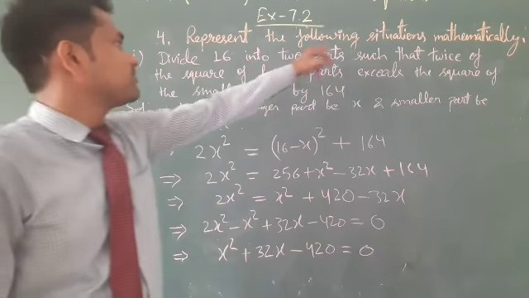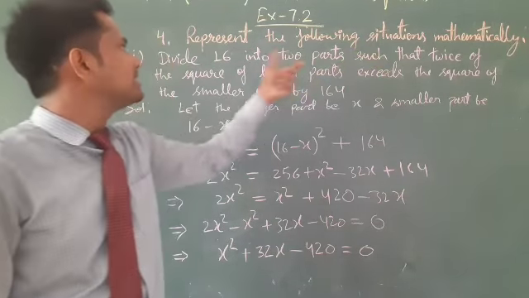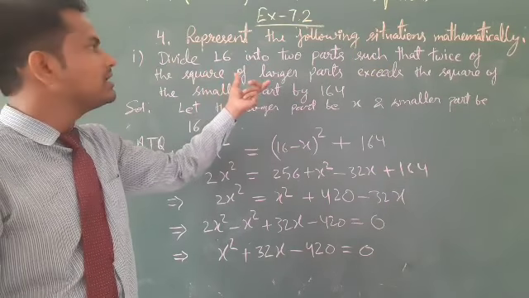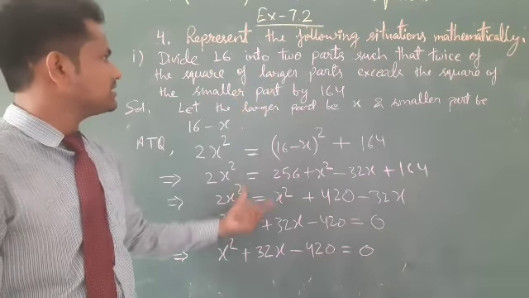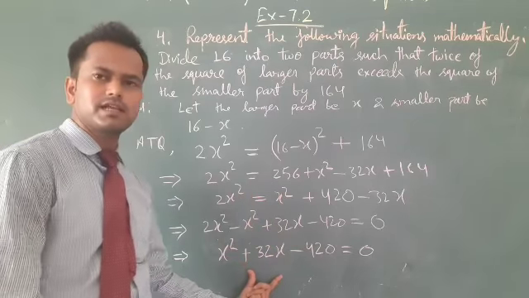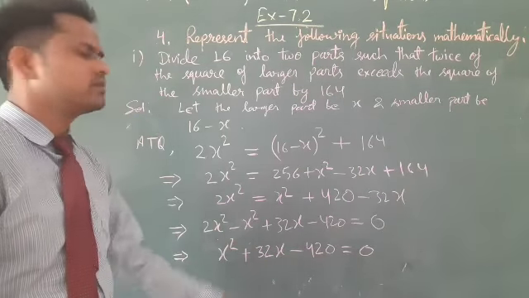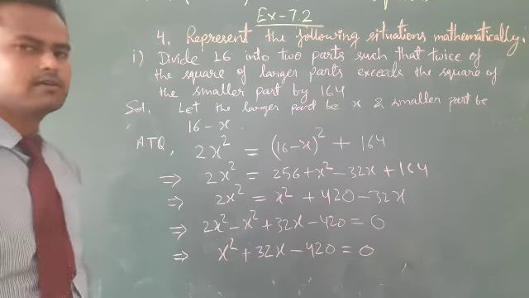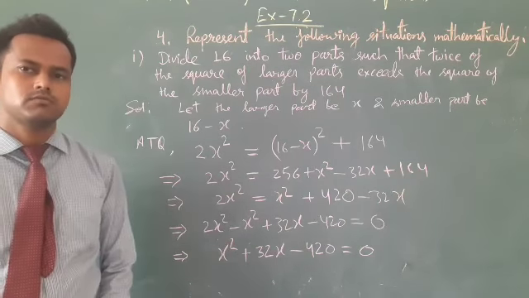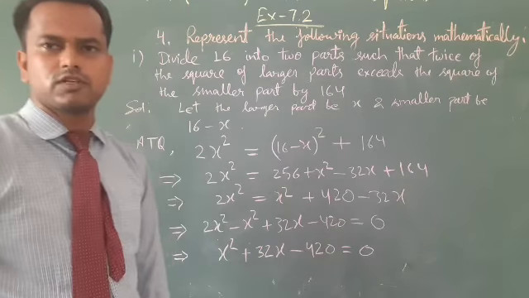So we represent the following situation mathematically, and we will get x square plus 32x minus 420. That will be your final answer. Got it? So pause the video and note it down.